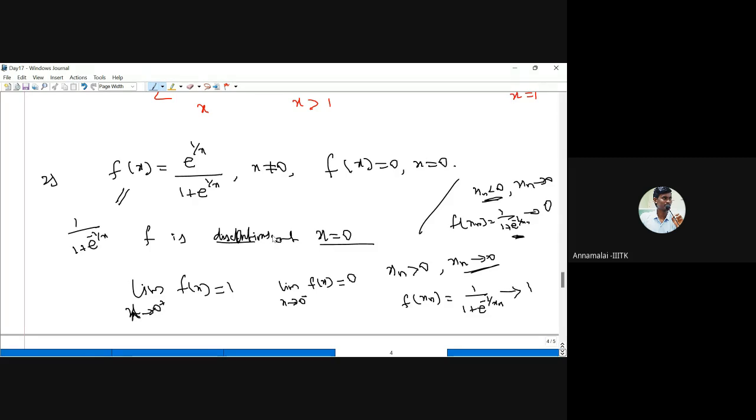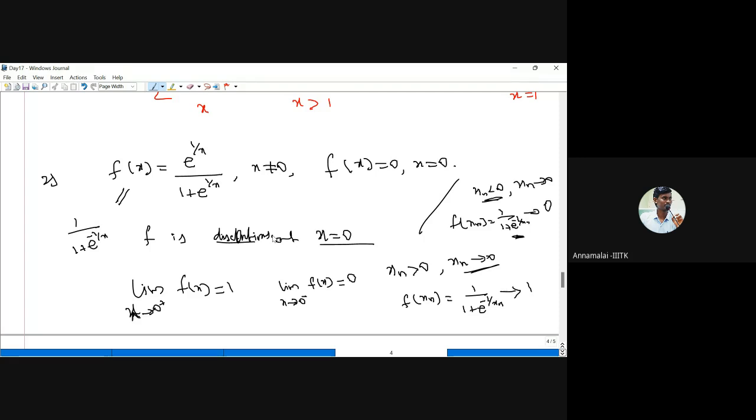Now I hope you get the idea for that problem. Yesterday I gave you one problem, right? I hope you solved that one. Now you just try it. You will get one limit, but you will not get the other limit. So one side limit exists, and the other side limit does not exist. You just try it.